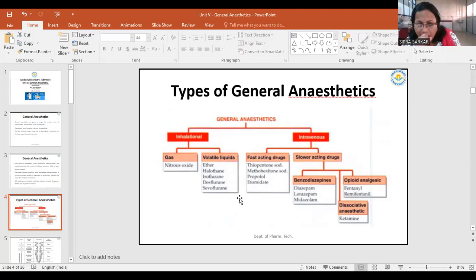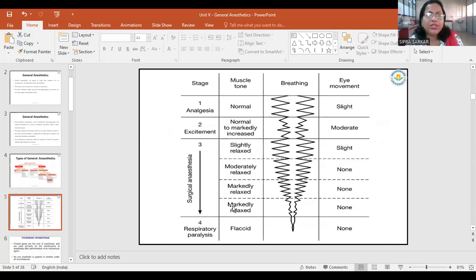In the case of fast acting drugs, some injectables are used: thiopental, methohexital, propofol, etomidate, like this. Slower acting benzodiazepines are drugs that work slowly: diazepam, lorazepam, and midazolam. Opioid analgesic: fentanyl. Dissociative: ketamine. These drugs are used.